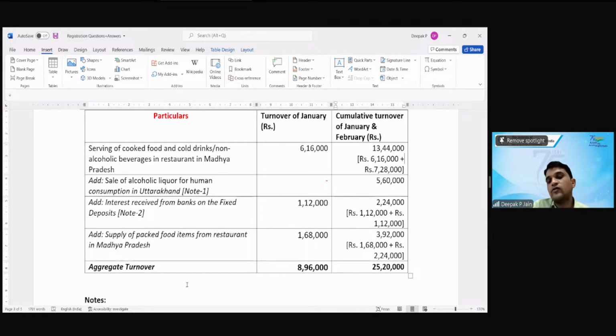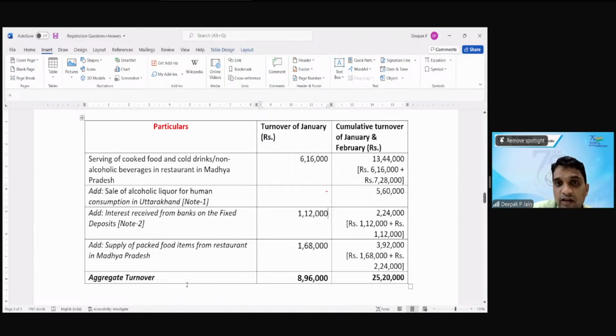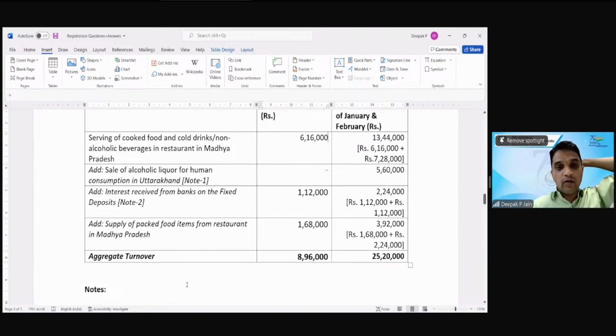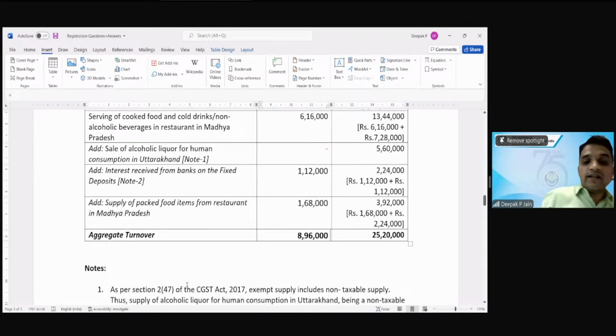But now you have two things: one is the composition scheme and the other is the regular scheme. If he wants to opt for composition, can he go? It is not crossing 1.5 crores, so he can still go for the composition scheme in Madhya Pradesh. But in Uttarakhand, registration is not required because he's making only non-taxable supplies. If he's making supplies from a state which is not liable to tax, registration is not required. So registration will not be required in Uttarakhand. Registration will be required in Madhya Pradesh, and he has the option of taking a composition scheme registration as well.